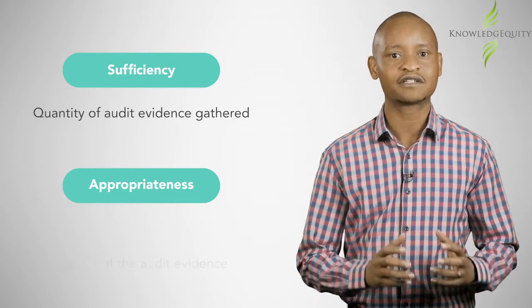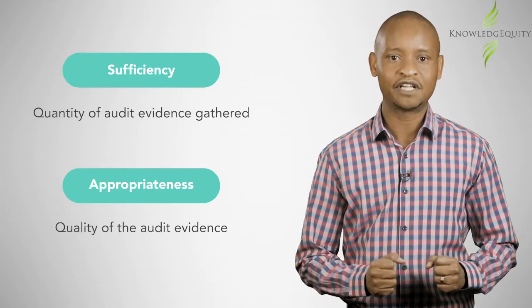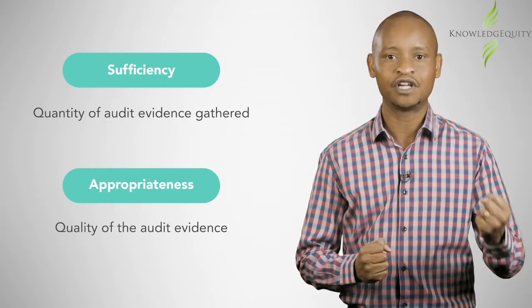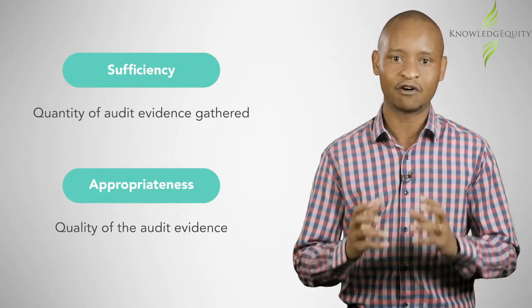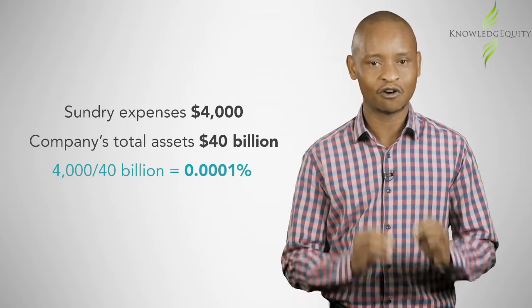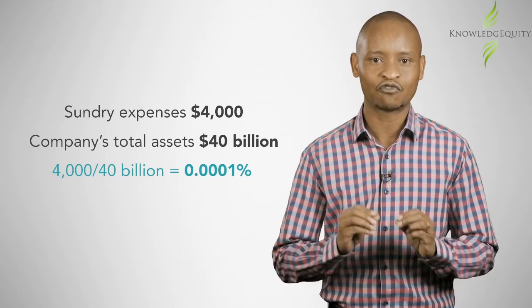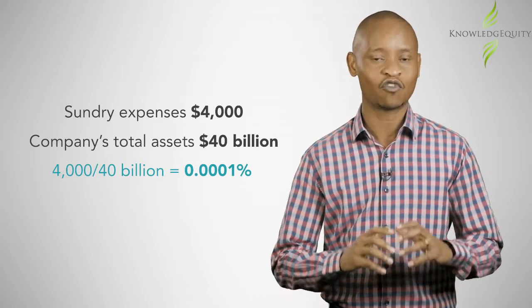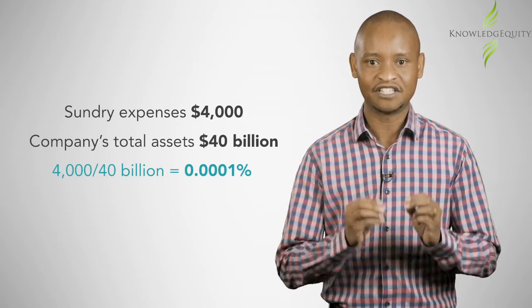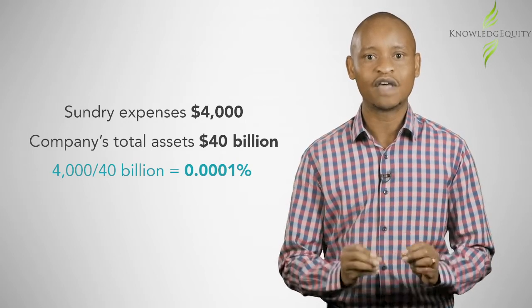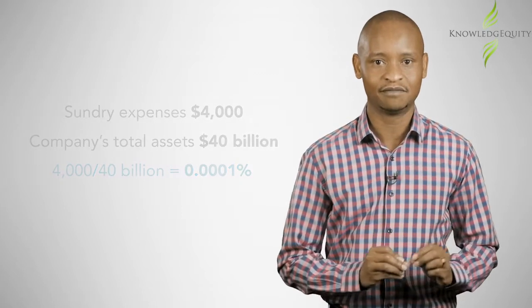Appropriateness, on the other hand, refers to the quality of the audit evidence. It is a measure of both the relevancy and the reliability of audit evidence to support the conclusions reached by the auditor. In other words, there is no point in the auditor gathering audit evidence if it does not support the conclusion on whether the financial statements are materially misstated. As an example, performing audit procedures over sundry expenses of $4,000 in a listed company with total assets of $40 billion may increase the quantity of audit evidence, but it is pointless as it is insignificant and does not help in deciding whether the financial statements are materially misstated.